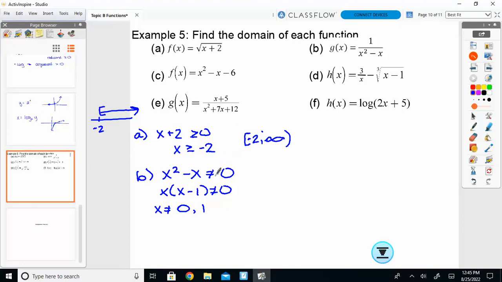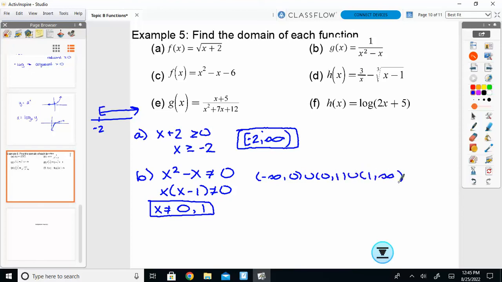Remember in your previous math classes, if it was more than one value x couldn't be, I did let you just list them like this. If it was only one value, I did want the interval. So if it were just x can't be 0, I would expect you to write negative infinity to 0, union 0 to infinity. If you wanted to do the interval on this one, it would be negative infinity to 0, union 0 to 1, union 1 to infinity. But I wouldn't require that if you have more than one value that x can't equal.